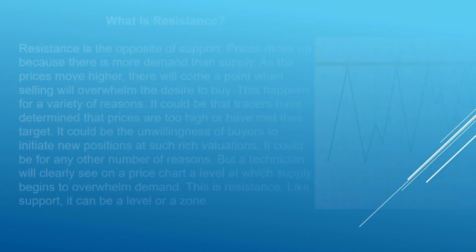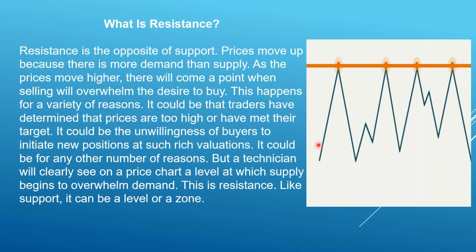Let's move on to the reverse, the resistance. The resistance is the opposite of support. Price was actually moving up because there is more demand than supply. More people are willing to invest or to buy this share or this metal or this commodity. You can apply this to any price, even your day-to-day vegetables. If there is a lot of demand, prices will rise.